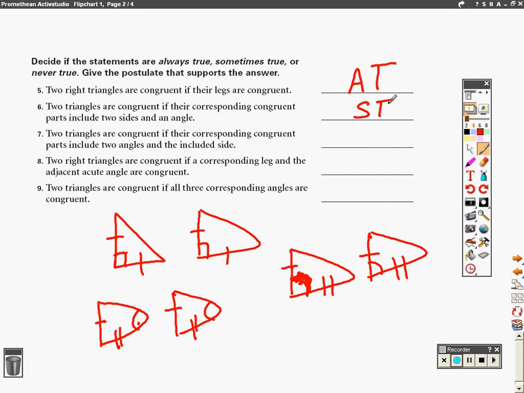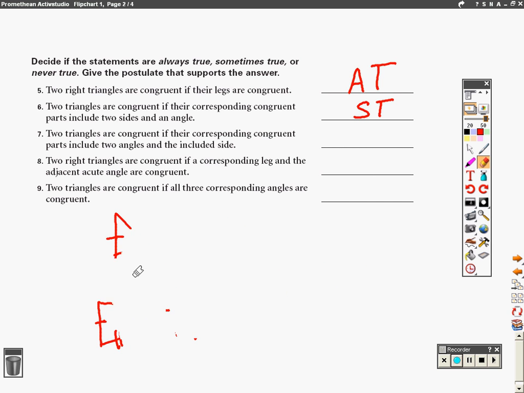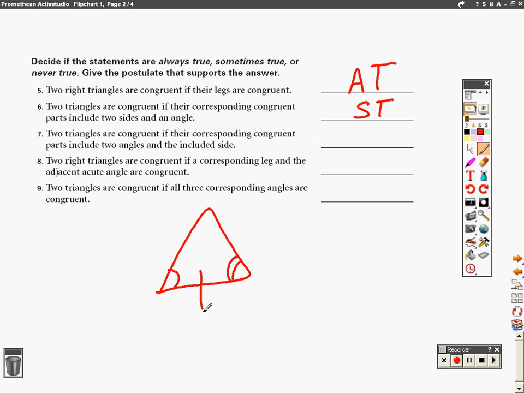2 triangles are congruent if their corresponding congruent parts include 2 angles and the included sides. So let's see. 2 angles and the included side, yeah, always, because that is the ASA postulate. Always true.